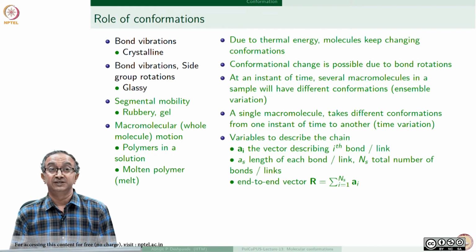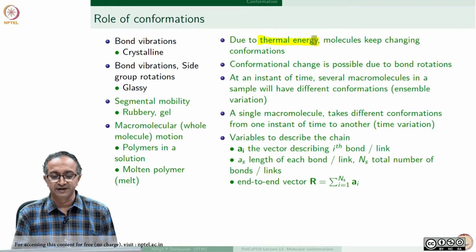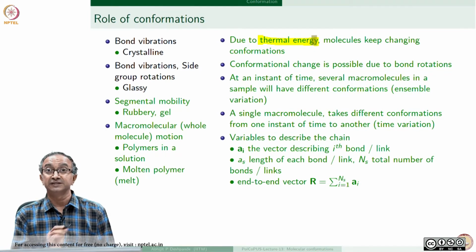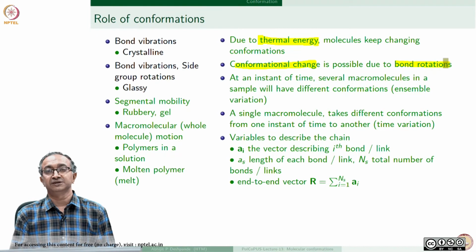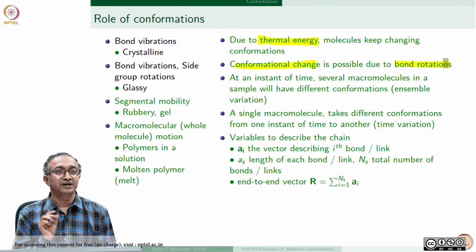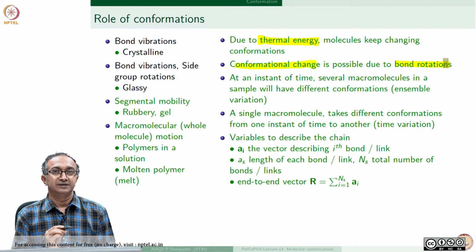So thermal energy is very crucial to provide energy for crossing the barriers and changing conformations. And conformational change is associated with backbone bond rotation of a macromolecule. In this case, what we have discussed so far is carbon-carbon bond. So here you can think, what happens if instead of a carbon-carbon single bond, I have a double bond in the backbone? Will that make the chain less flexible? Instead of a single carbon-carbon bond, what if I have a benzyl bond?